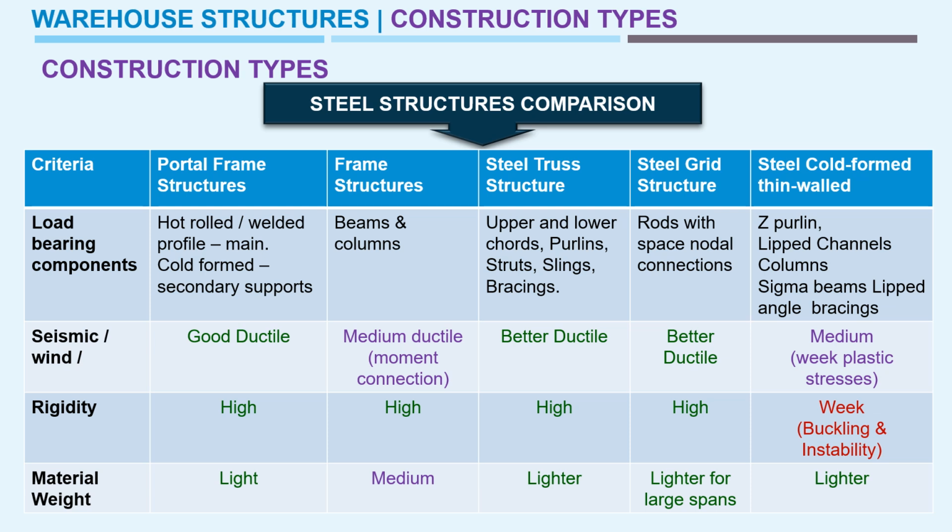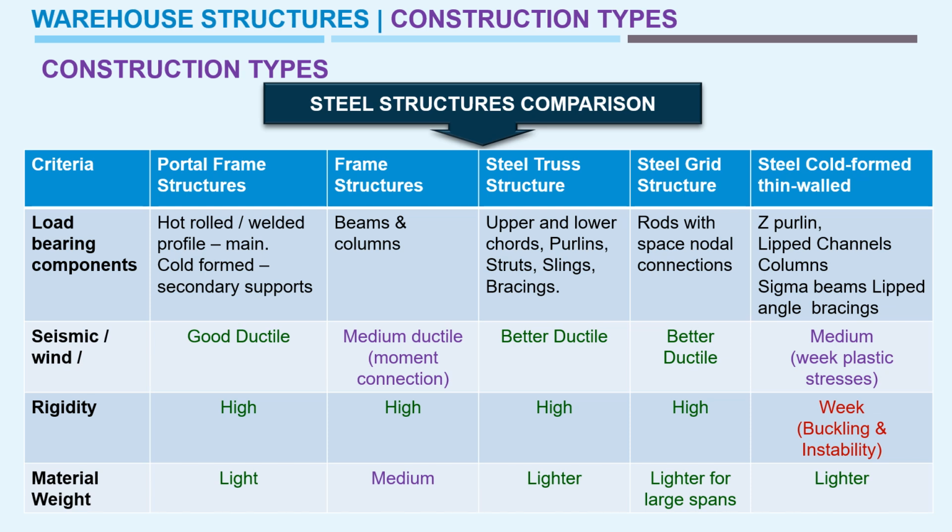And steel cold form always has no weak or no plastic stress capacity. So this will be weak in seismic and wind criteria, that is steel cold form thin wall. So generally this is not applicable, this is not to be constructed where the seismic or wind impact is higher.